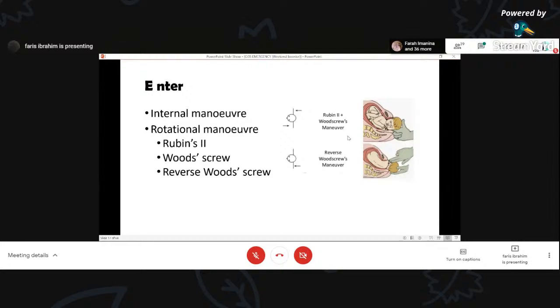Reverse wood screw maneuver, this one. So you enter, but you enter towards the posterior shoulder rather than the anterior shoulder. Same thing, you take the posterior aspect of the posterior shoulder and then you try to adduct the shoulder. So at that moment it can then pass through. Okay, so that one is Rubin's 2 and reverse wood screw.